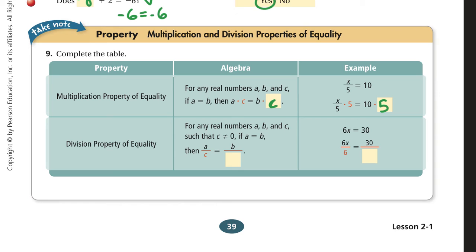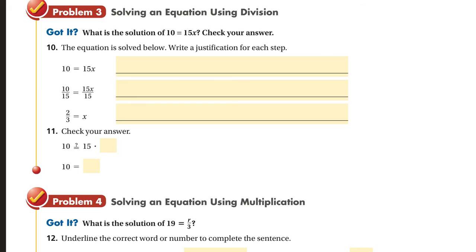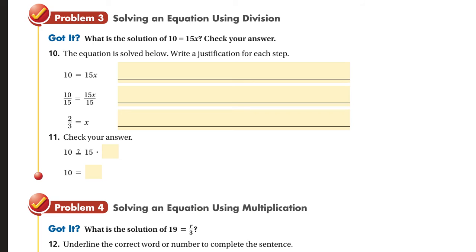In another case, I can divide both sides by the same number. That keeps the equation balanced. So in the equation 6x equals 30, I can divide both sides by 6 to preserve the equality of it. So moving ahead to problem 3 and problem 4, we're going to solve equations using division and multiplication. So in this equation, 10 equals 15x. I'm going to talk through the steps of solving this. So you rewrite the original equation.